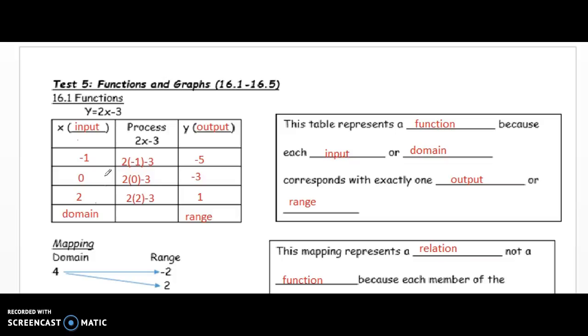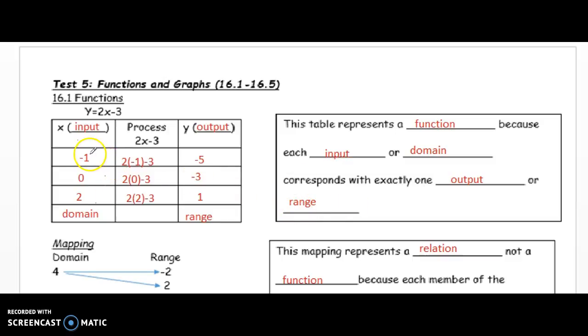Now that set of inputs, -1, 0, and 2, we call our domain. And the set of outputs, -5, -3, and 1, we call our range. So we have two new names for x and y: input, output, and domain and range. So this table represents a function because each input, or the domain, corresponds with exactly one output, or the range.